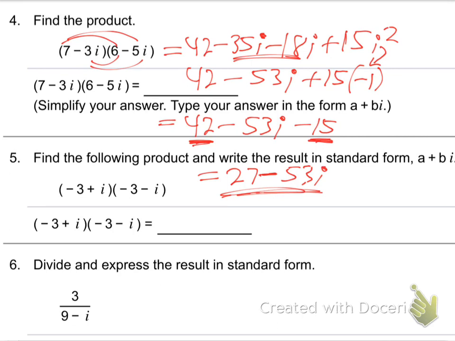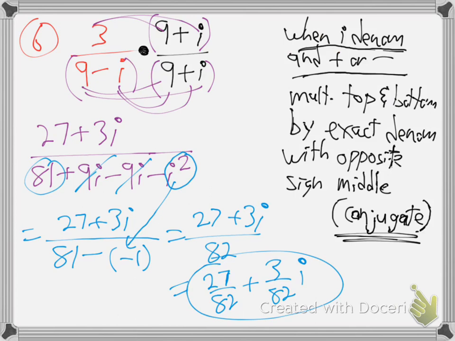We good? Yes. Right there, 15 times negative 1 made negative 15. So it just changes the sign. But here, negative and negative is just positive. Two negatives. That just becomes 81 plus 1. Two negatives there, so it's 82.